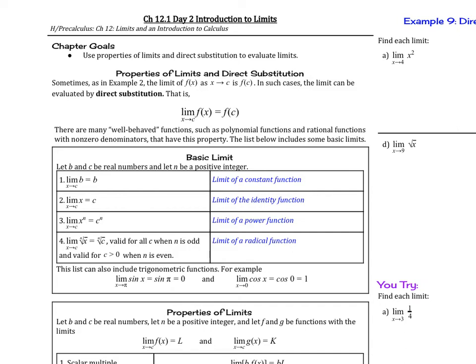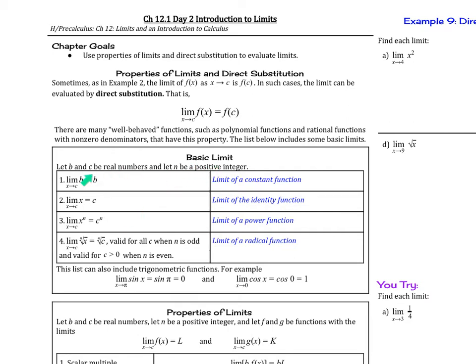Chapter 12.1, Day 2, we're still looking at an introduction to limits, but we're going to focus on properties of limits and direct substitution to evaluate limits. Sometimes, as in example 2 from the previous lessons, the limit of f of x as x approaches c is f of c. In such cases, the limit can be evaluated by direct substitution. So we can just plug c in for our x value and figure out what that value is. There are many well-behaved functions, such as polynomial functions and rational functions with non-zero denominators, that have this property.